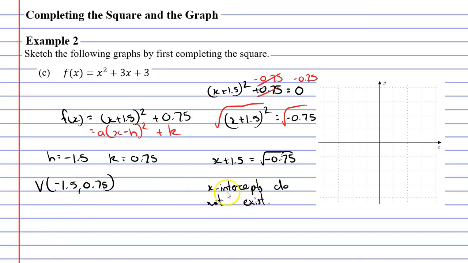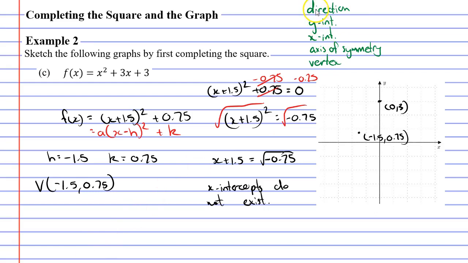So I've just written a comment that x-intercepts do not exist for this function. So how am I going to draw this graph? Well, I do know what the vertex is, so I'm going to label that right here. This is the point at which x is negative 1.5 and y is 0.75. I can also find my y-intercept really easily. Looking at the original function, we can see we're adding the constant plus 3. So my y-intercept must be this point here, 0, 3.